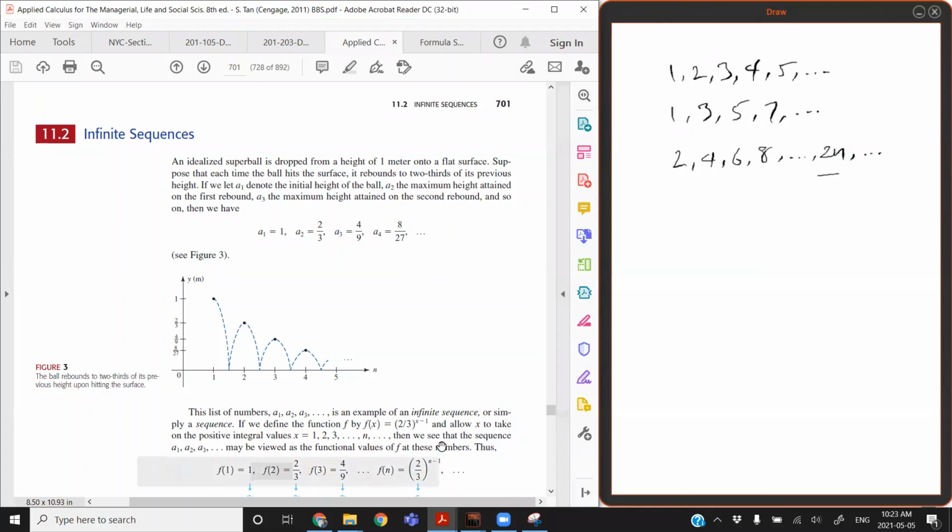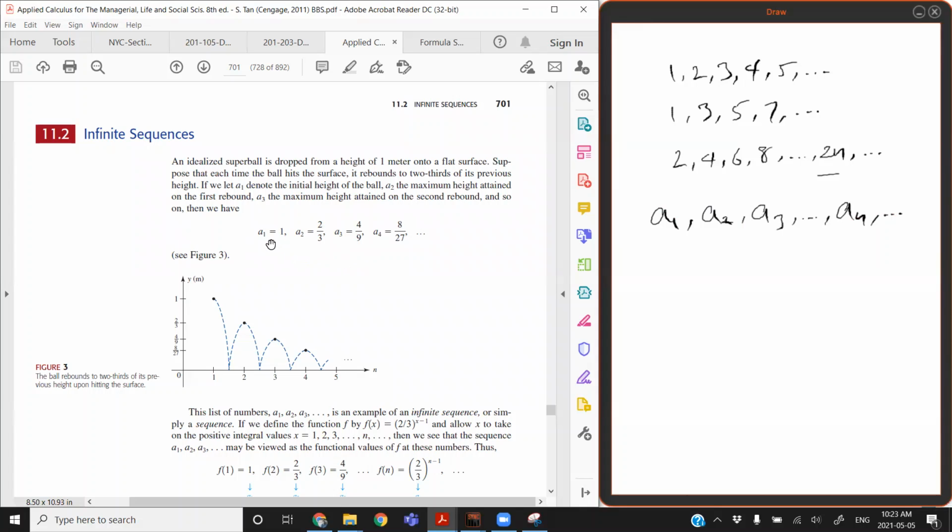So here you have an example of a sequence. The first term is a_1. The second term is a_2. The third term is a_3. And then you have the general term a_n. And it goes on forever.